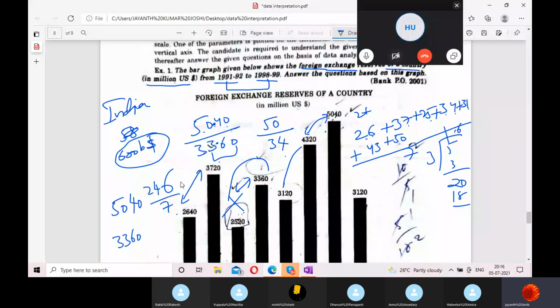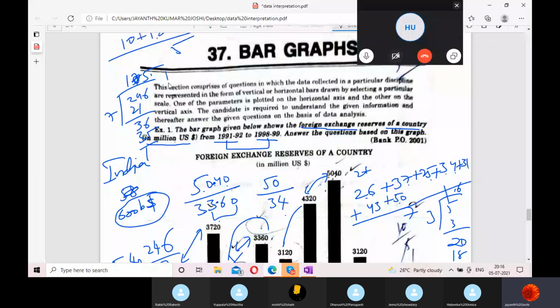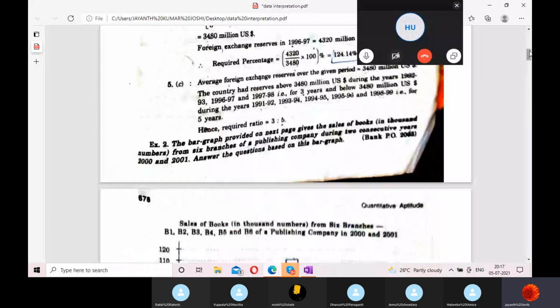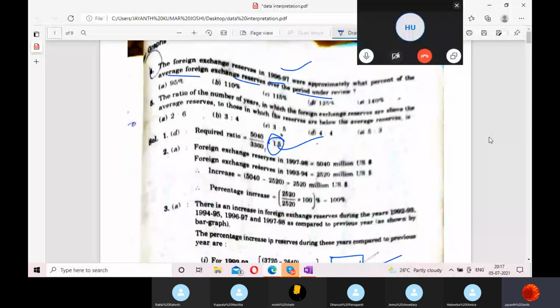So 246 by 7. So what will it come to? 7 4s are 28, 7 3s are 21. We'll divide and see. Actually, here also I can use shortcuts, but okay, fine. 5s are 35. So 15.1 something you'll get. 15 you'll get, for example, okay? So now what are they asking? This is the average. 15 is the average, okay? They are asking what the foreign exchange reserves in 96-97 were, approximately what percent of average foreign exchange reserves. So the average foreign exchange reserves is 15.